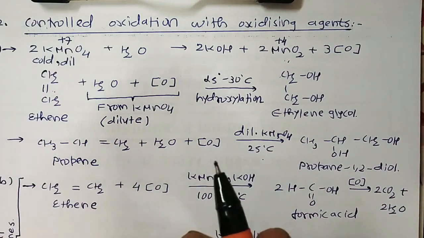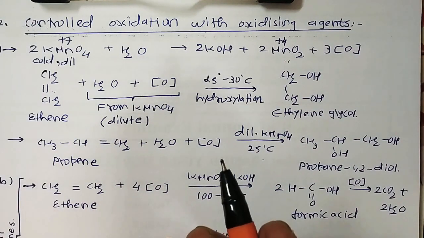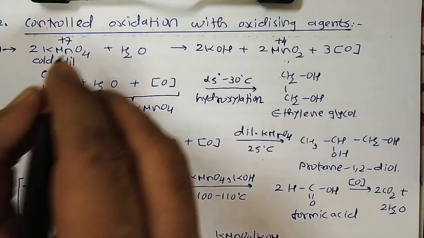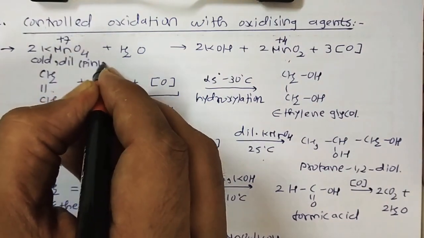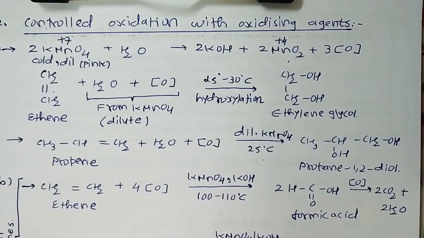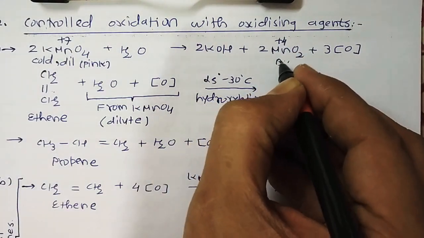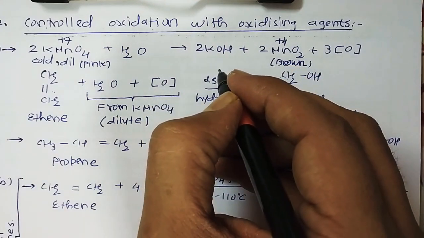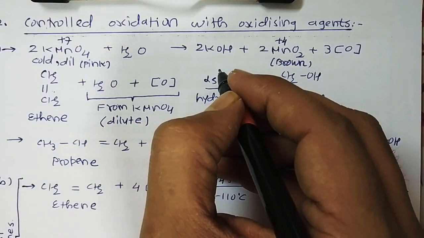In these reactions, the pink color of KMnO4, because the color of KMnO4 is pink in nature, right? The KMnO4 solution is discharged and a brown precipitate of MnO2 is obtained. So the color of this particular product is brown in nature. So it's one type of test for unsaturation.